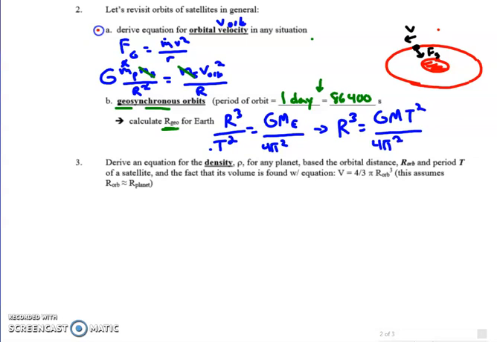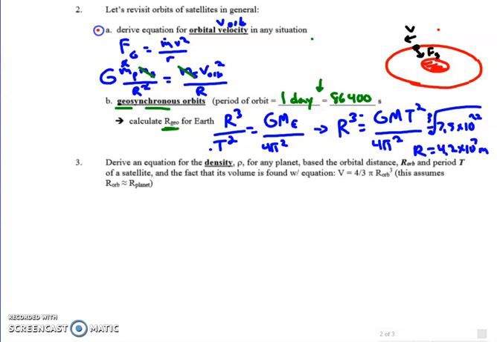I strongly suggest you put in the numbers again just to get that practice. When you put in numbers for that, you're going to get 7.5 times 10 to the 22 units. Okay? And that's not the answer though. I almost forgot, this is cubed over here. So in order to get the value of r, I got to take the cube root of this whole thing. And when I do that, I get about 4.2 times 10 to the 7th meters.